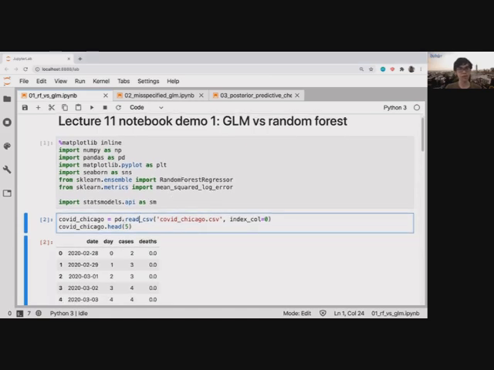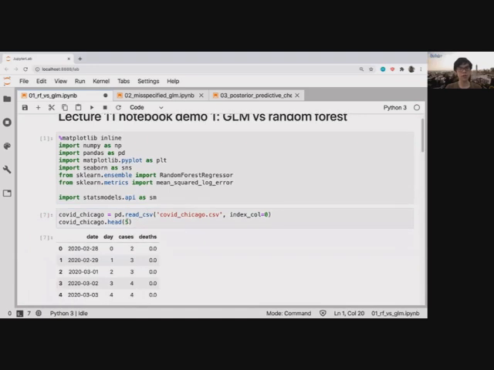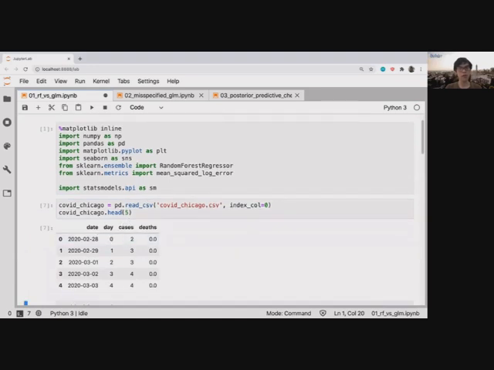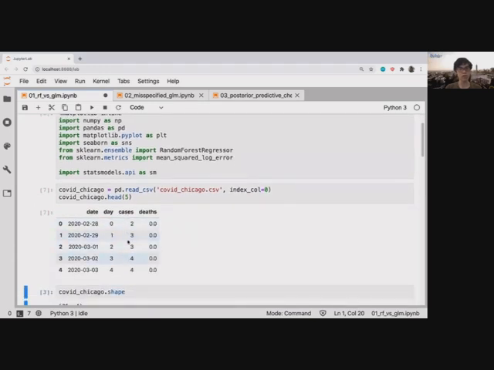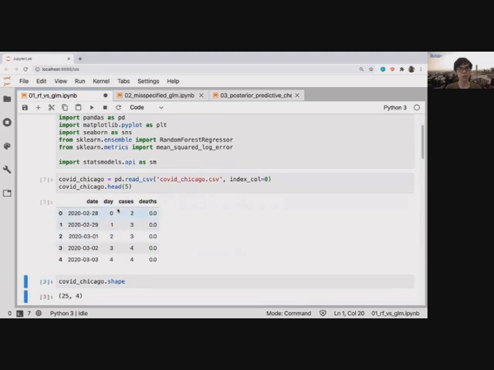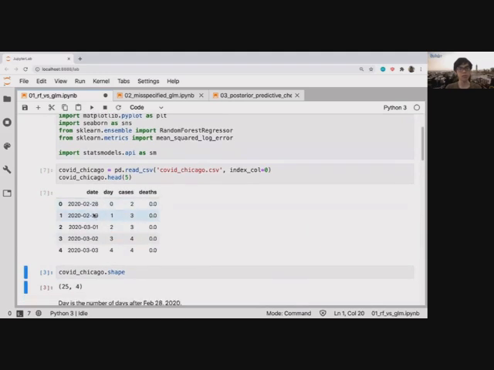Here I have COVID case and death counts over a period of 25 days from Cook County, which is a county that contains Chicago. As you can see in this data set, I have case numbers and death numbers, and days will be the number of days after February 28th last year.